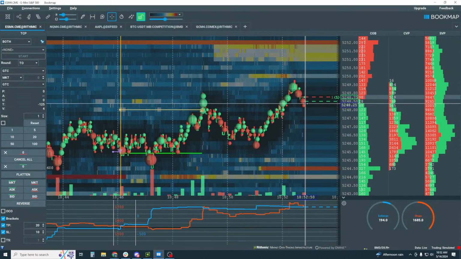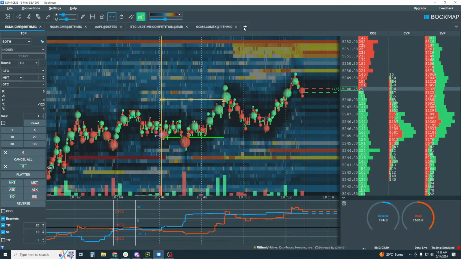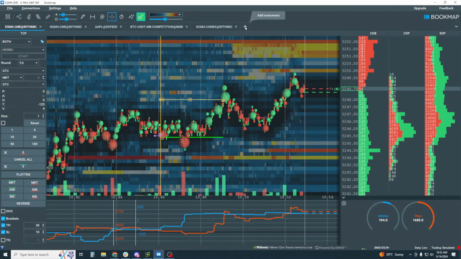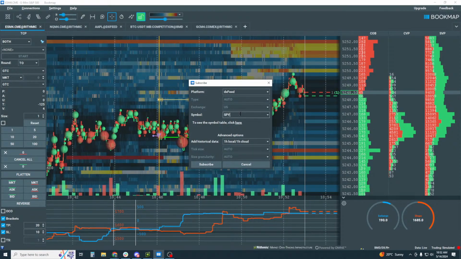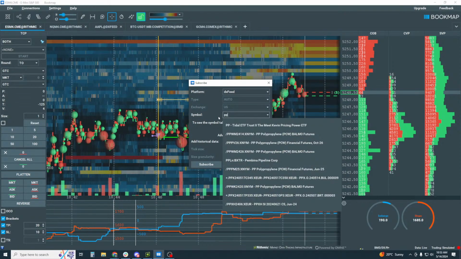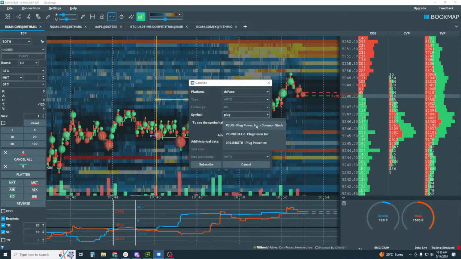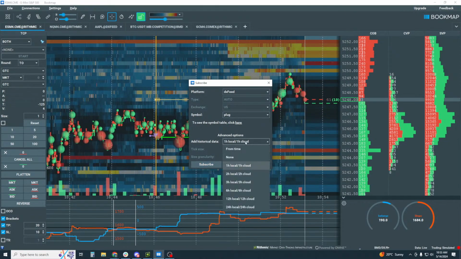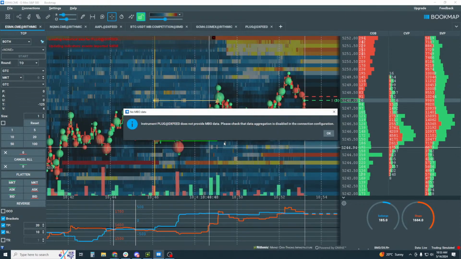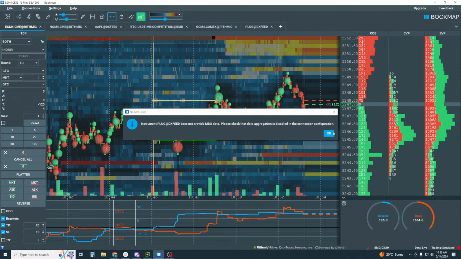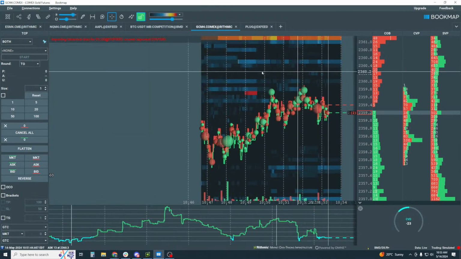Can we look at plug? Yeah, sure. We can take a look at plug. And also let's take a look back at our crypto and our gold.